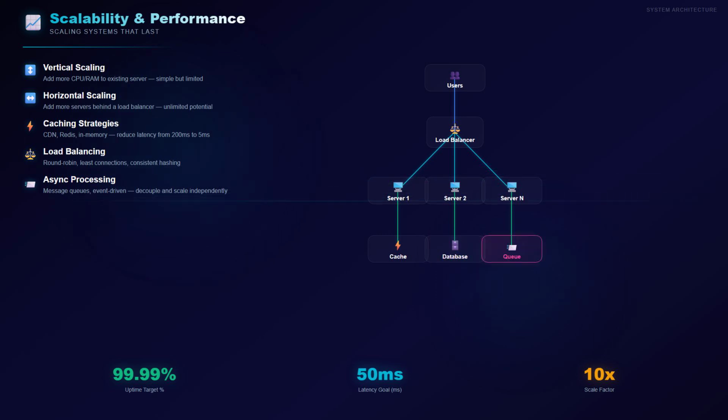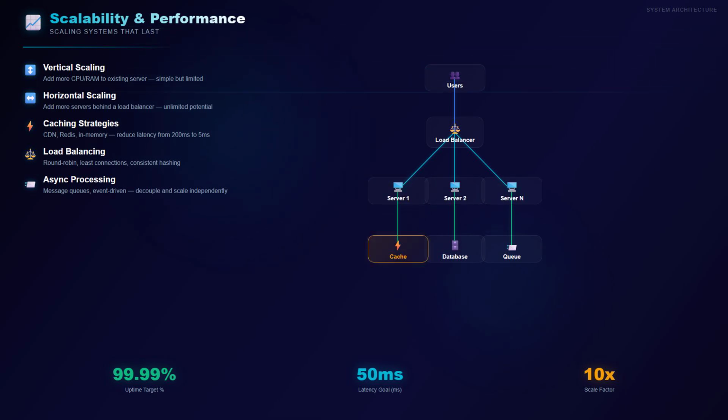Horizontal scaling means adding more servers. Instead of one powerful machine, you use many regular machines behind a load balancer. This is how companies like Netflix and Google scale to billions of users. Caching is your best friend for performance. A CDN caches static assets close to users. Redis or Memcached cache frequently accessed data in memory. Application-level caching avoids repeated computations. Caching can reduce response times from 200 milliseconds to under 5 milliseconds.